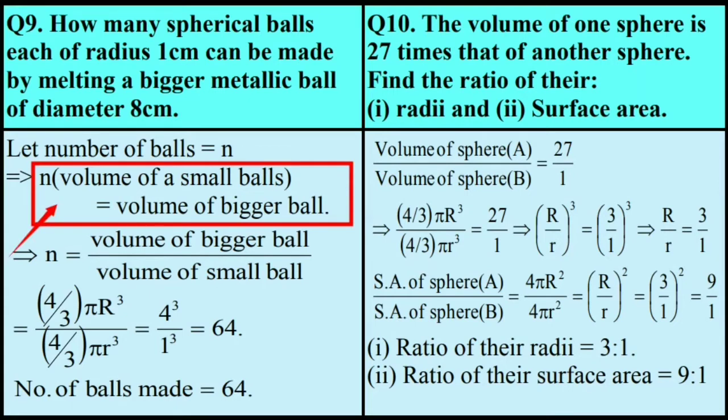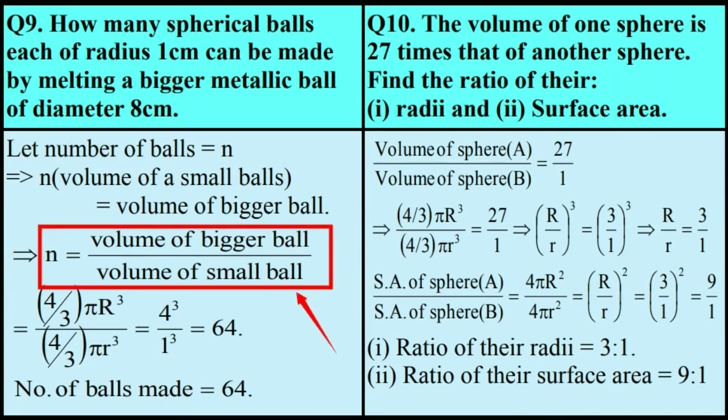We know that in the process of melting one metallic object and creating another object, volume remains fixed. Hence, the volume of all the small balls generated is equal to the volume of the bigger spherical metallic ball. Therefore, number of small balls generated is equal to volume of the bigger spherical metallic ball divided by volume of the small spherical ball.